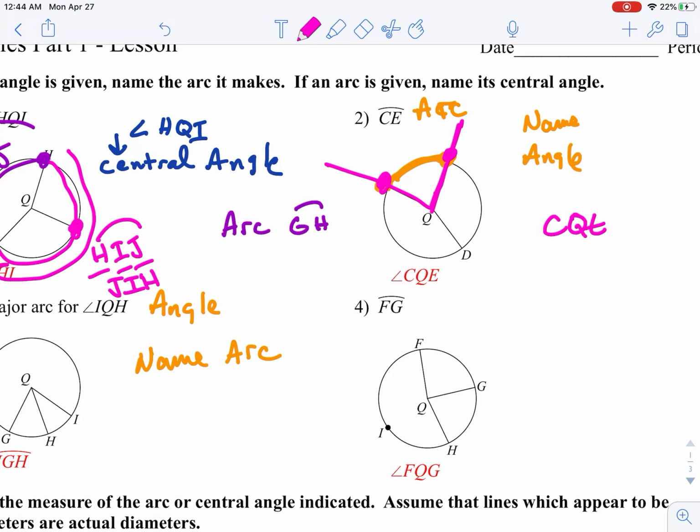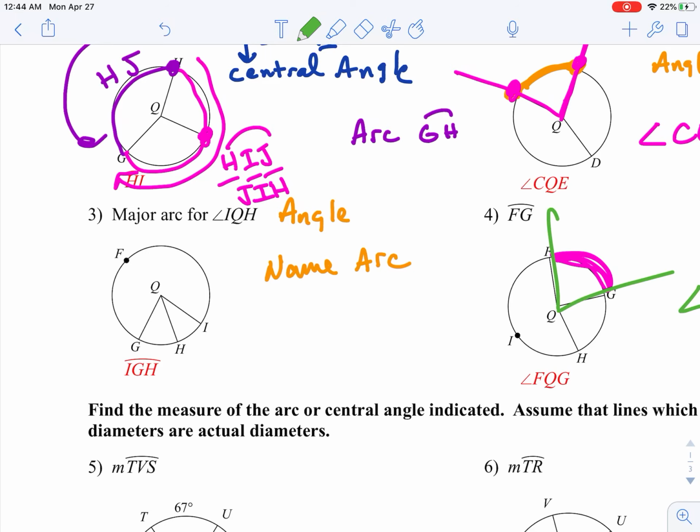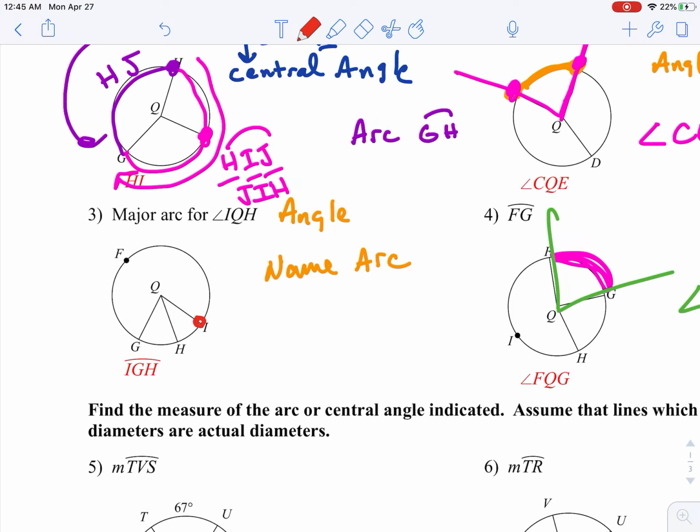CQE. Every angle is going to have 3 letters. Angle CQE. Okay. FG. Mark it. And then now find the sides. So angle FQG. Now it says major arc for IQH. So I to Q to H. The small arc would be HI or IH. But we want the long one. We want to go all the way around.